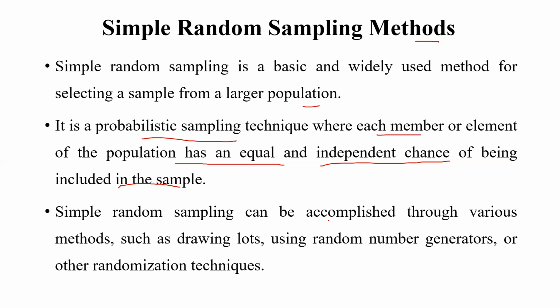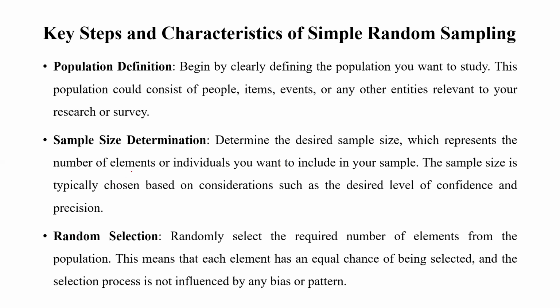Simple random sampling can be accomplished through various methods such as drawing lots, using random number generation, or other randomization techniques or lottery methods. So there are key steps and characteristics of simple random sampling we need to understand. First, two points are important: the population. We are going to target a study population, and out of them we are going to select the samples. So we are going to adopt the simple random sampling method.